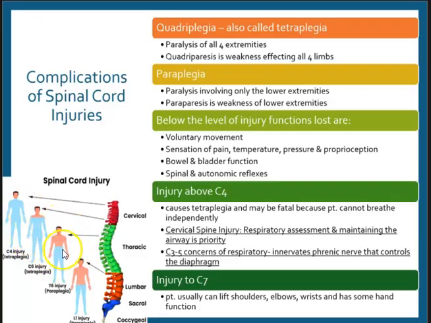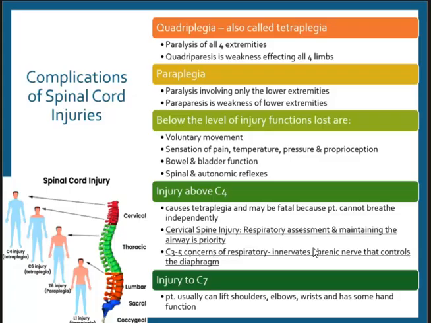Thoracic injury, more than likely going to be paraplegic. Lumbar sacral injuries will also be paraplegia. Wherever the injury has occurred, the loss is going to be below it. So if they get an injury in the mid-back, they're going to lose function in their lower half of their body. So below the level of injury, function's lost.